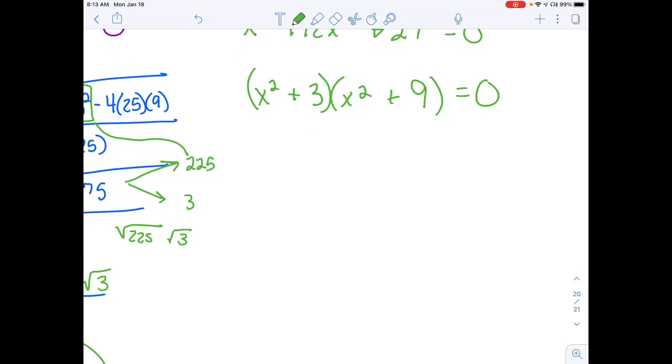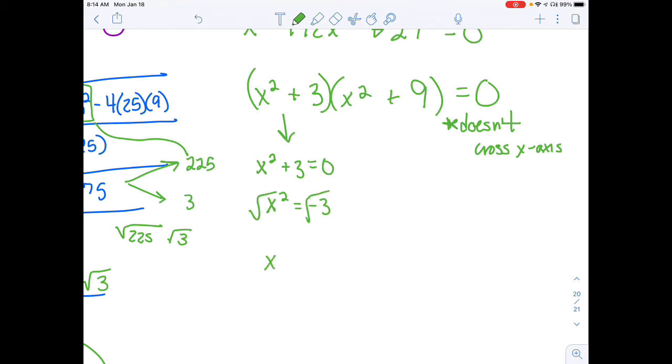It doesn't have any real solutions. So you can make a note of that. Doesn't cross. If you did the website, it doesn't cross the x-axis. So there's no real solutions. So we're still going to go through the same steps. Set each parenthesis equal to 0, and then solve.